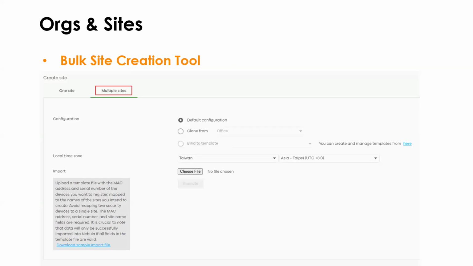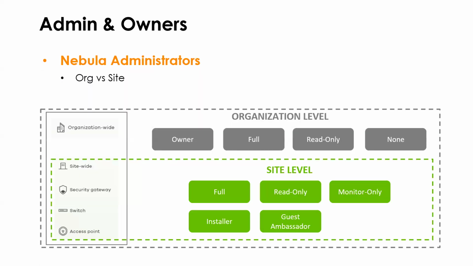One thing that's nice when you're setting up a new organization is we do have a bulk site creation tool that you can use to create multiple sites all at once. Then you can go through them later and populate and configure them as needed. When you do that, you can use the default configuration, you can clone from an existing site that you have on that organization, or you can use templates that you can configure and upload to use as the basis of the initial configuration for those sites.